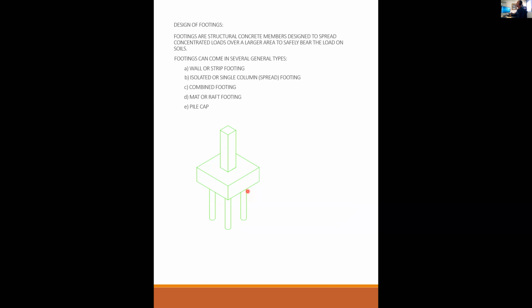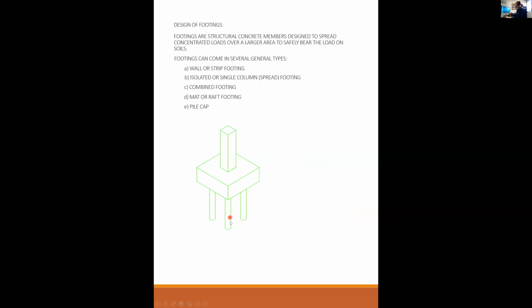What the pile cap does is it ties the tops of the piles together so that they don't try to splay out or wander or bend in any way. You want the load to just be straight down in them, like straight down into a compression element. It also takes a singular column load and distributes it out to as many piles as you need to support that column load.